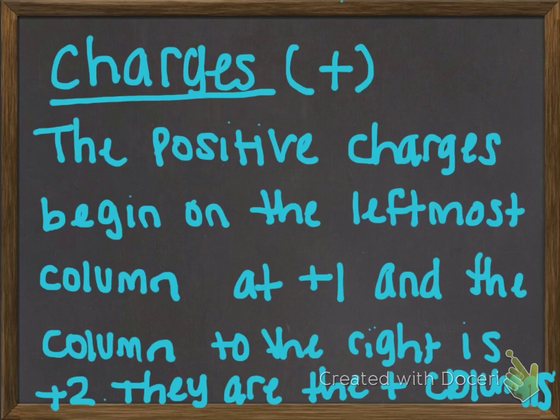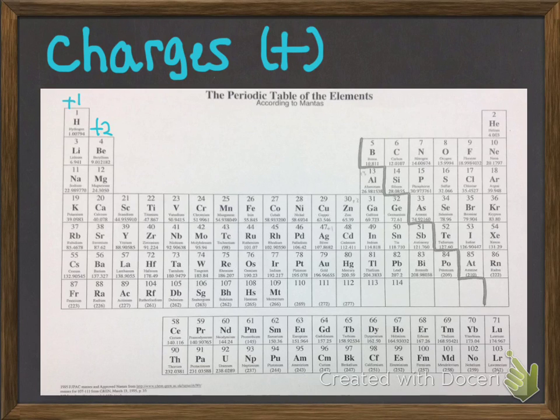Positive charges. The positive charges on a periodic table begin on the leftmost column at +1. And to the right of that, the column is +2. So these only go up to 2, whereas the negative go up to -5. So yes, this is also quite simple. On the left we have +1 and +2, and on the right we saw that we had the negatives.